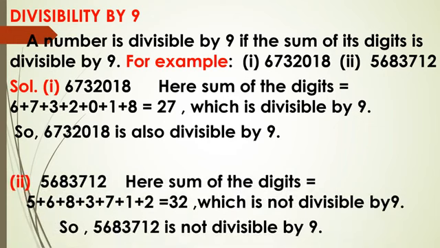56,83,712. In this also, find out the sum of all the digits. That is 5 plus 6 plus 8 plus 3 plus 7 plus 1 plus 2, which is equal to 32. It is not divisible by 9. 32 is not divisible by 9. So, the number is also not divisible by 9.